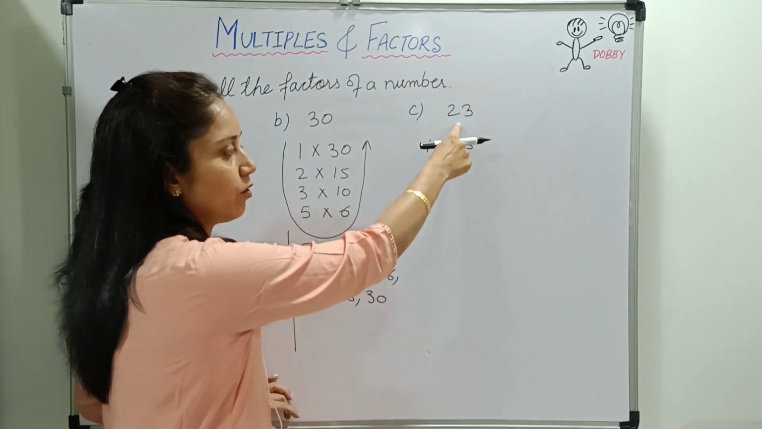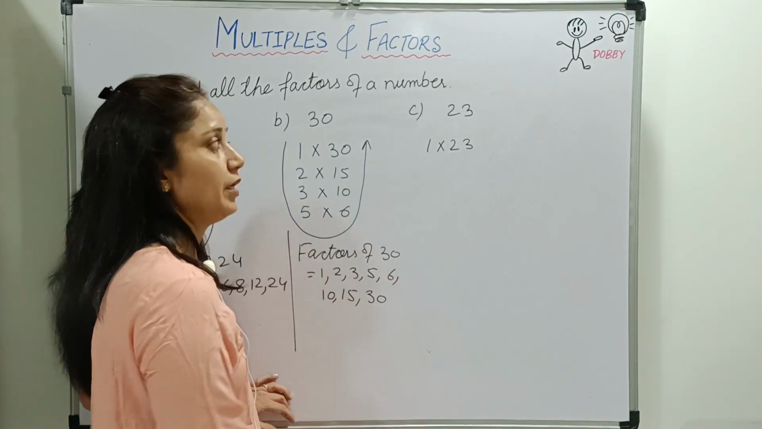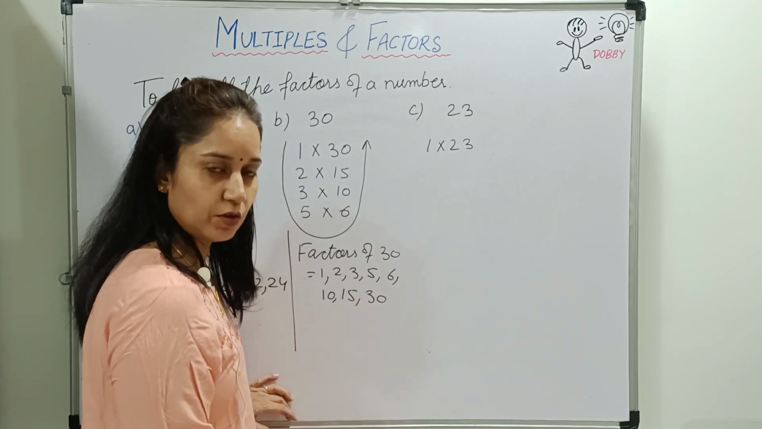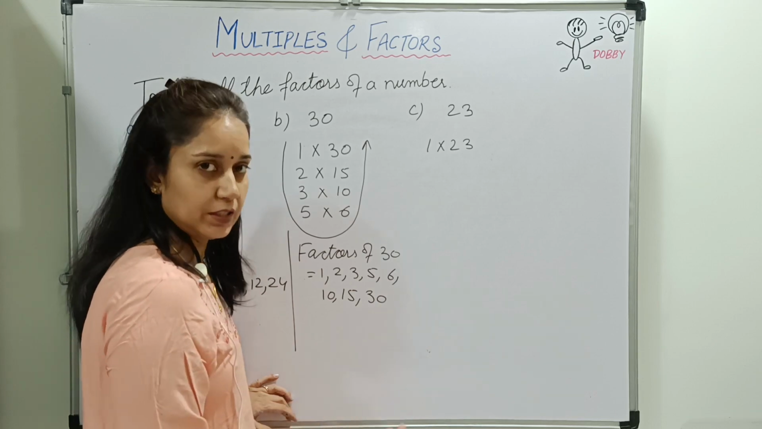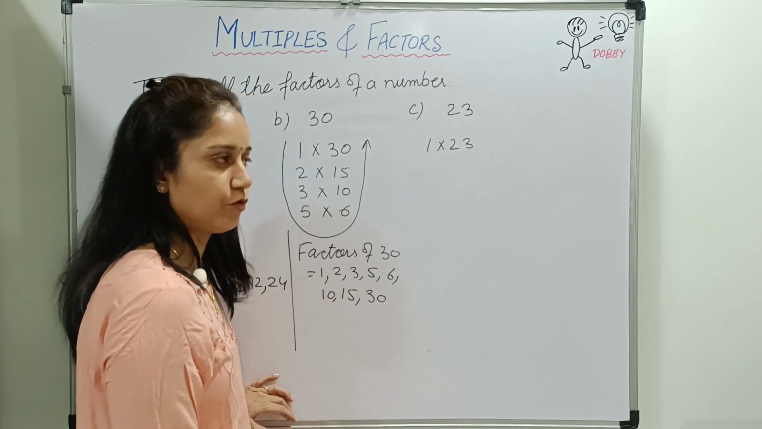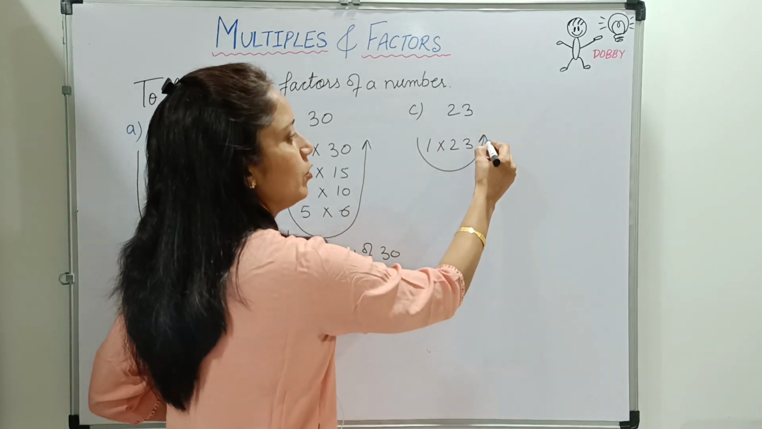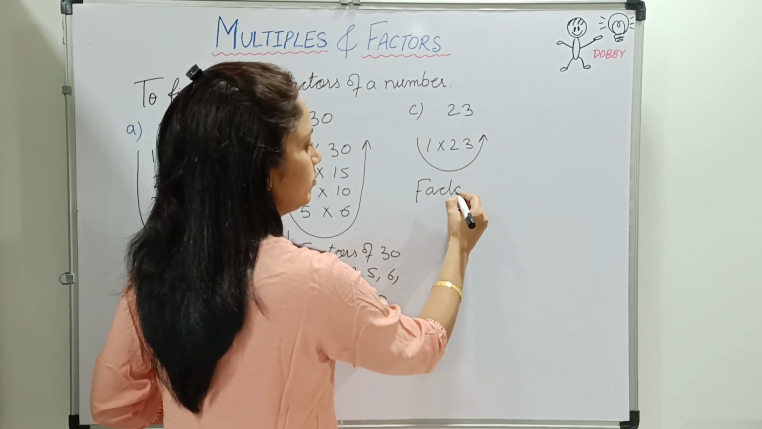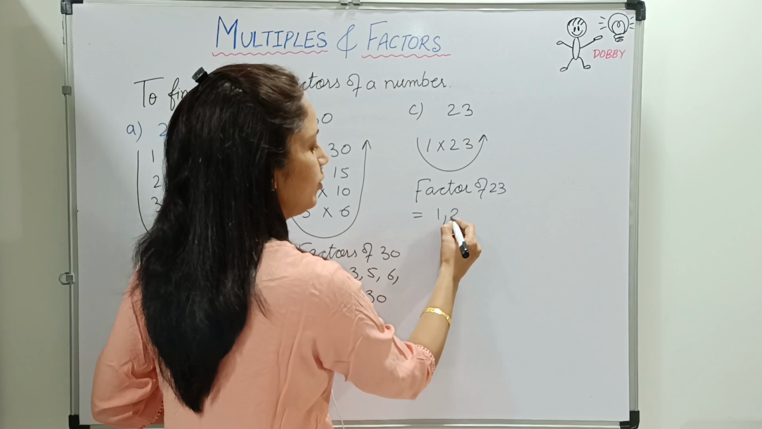Table of 4, it's an odd number, won't go. Table of 5, 23 does not come. Table of 6, 23 does not come. Table of 7, again 23 does not come. Table of 8, 8 twos are 16, 8 threes are 24, 23 does not come. So when you keep on checking, there is no other factor of 23. It is divisible by 1 and the number itself only. So factors of 23 equals 1 and 23.